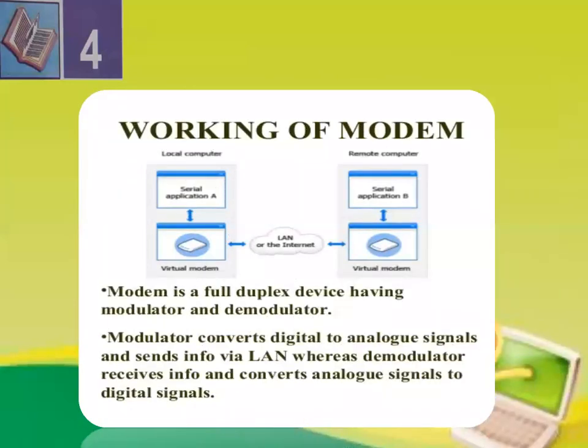Working of a modem. A modem is a full duplex device having a modulator and demodulator. The process of converting digital signals into analog signals is called modulation, and the process of converting analog signals into digital signals is called demodulation. So the modulator converts digital to analog signals and sends them to the LAN, whereas the demodulator receives the information and converts analog signals into digital signals. So basically it is a modulator and demodulator, and this process is called modulation and demodulation.